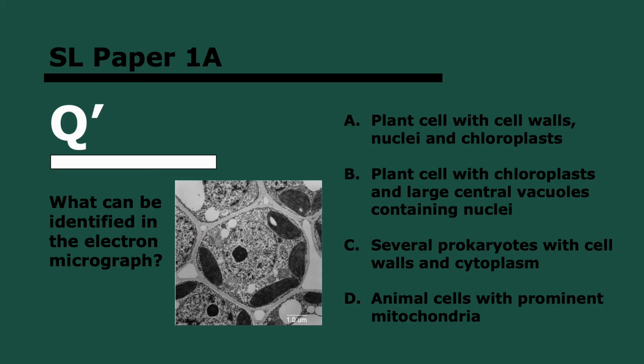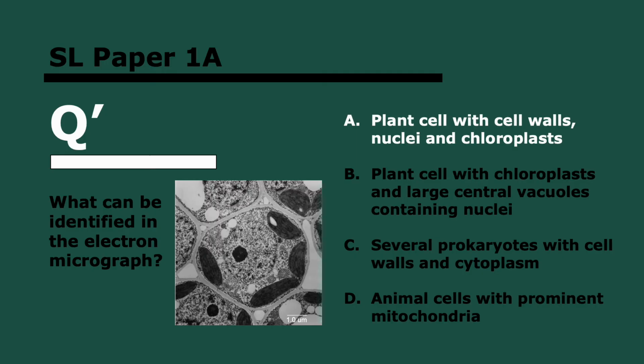The next question is, what can be identified in the electron micrograph? Now, IB is known for having really bad quality images in their papers, and there's no exception, but just make sure that you look at the most distinctive features and play the game of discarding the ones that are very obviously not true. If you do that, you'll get to the answer fairly quickly. So 1, 2, and 3.